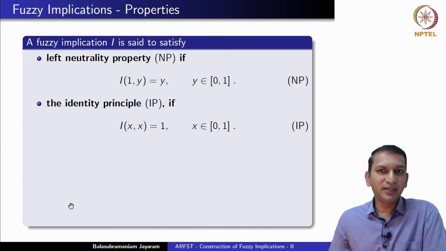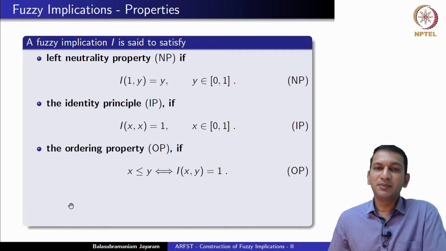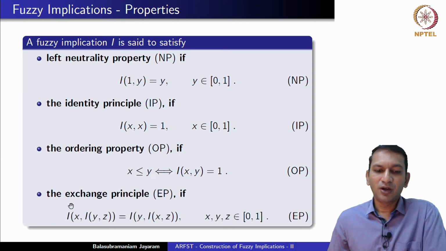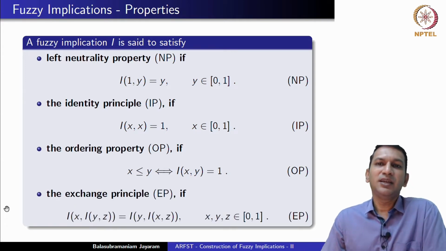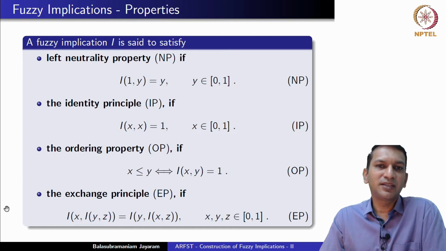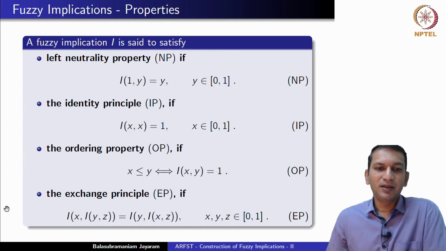The next property is that of the identity principle. We have seen that not all SN implications satisfy this property. Similarly is the case with ordering principle. Not all SN implications satisfy this. However, the exchange principle is indeed satisfied by all SN implications. We have seen this is largely due to the fact that a T conorm is both commutative and associative. It is from there we are inheriting, based on the definition of an SN implication, that all of them do satisfy the exchange principle. Now let's move on to the second family of fuzzy implications, that of R implications.